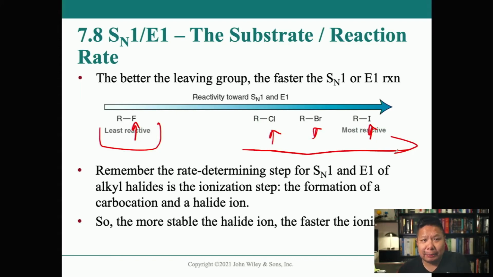So remember that the rate determining step of the SN1 and E1 of the alkyl halides is the ionization step and the formation of the carbocation and the halide ion, right? So the more stable the halide ion, the faster the ionization occurs, which means the faster the rate limiting step, right?